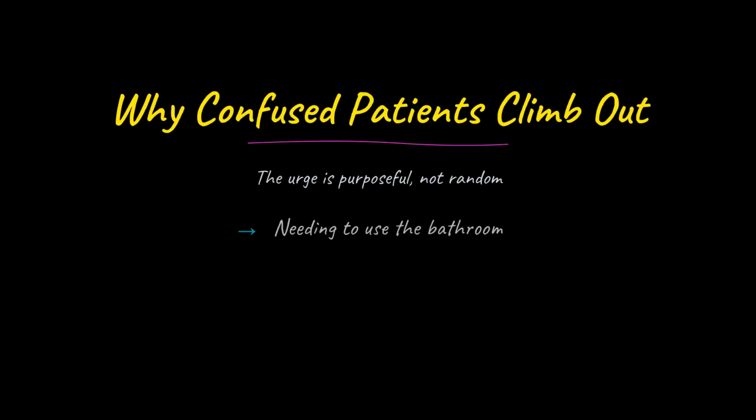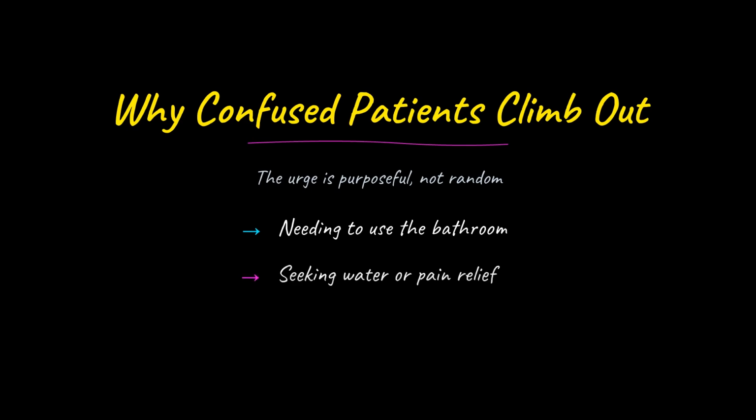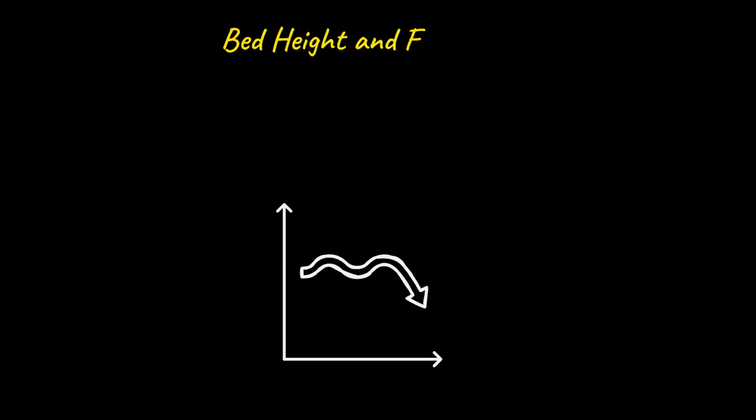The urge to leave bed is almost never random. Confused patients are responding to a real need: toileting, hydration, pain, or anxiety. Side rails and restraints block the action, but never address the underlying trigger, so the patient simply tries harder. The correct response has 3 components: lower the bed to floor level to reduce fall height, provide one-to-one presence to keep the patient calm, and directly address the underlying needs such as toileting or pain. A floor mat beside the bed further softens any accidental landing.